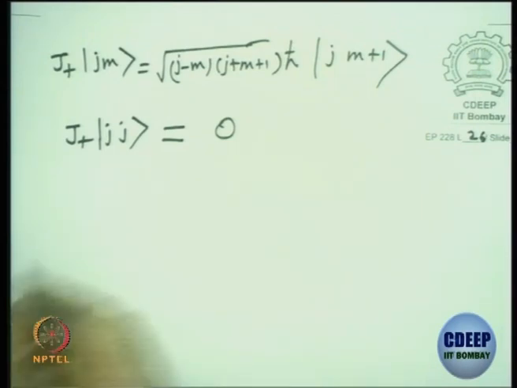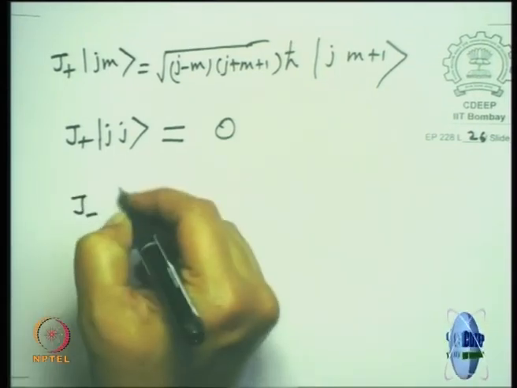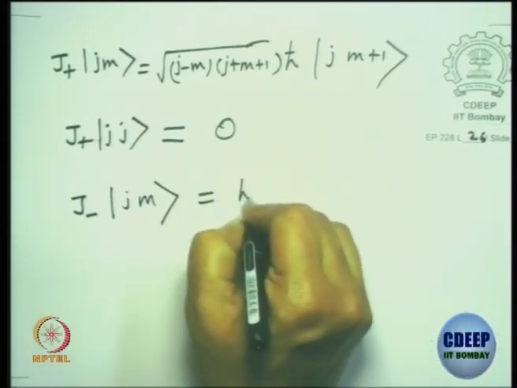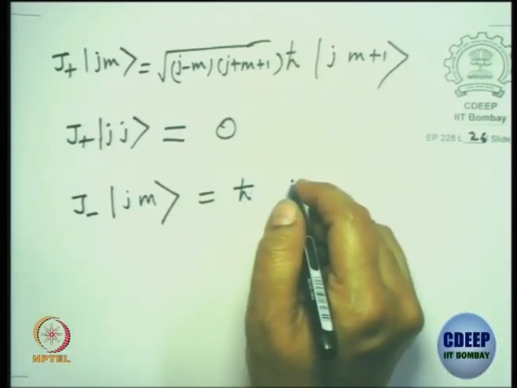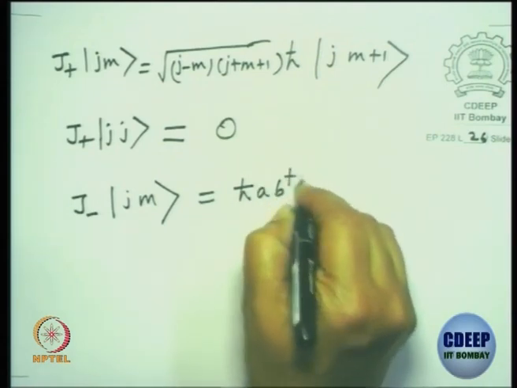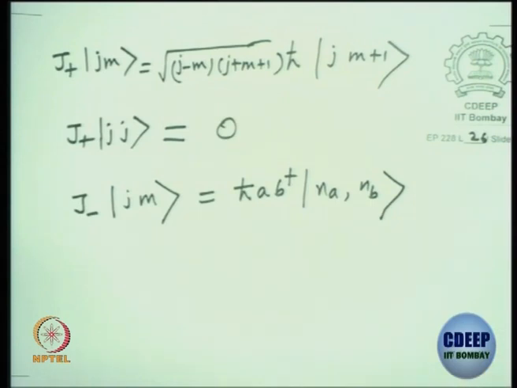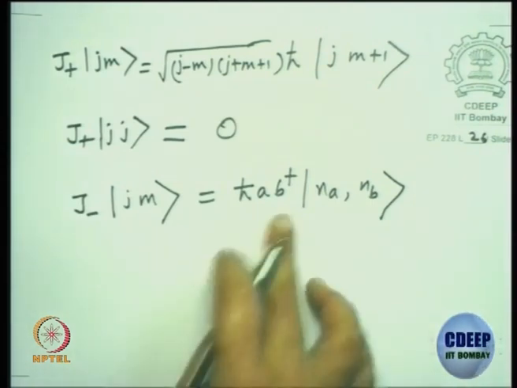Redo the same thing for J minus. Can you do the same thing for J minus? All of you, what is the operator for that? A B dagger on Na and Nb. We will substitute later. What happens?